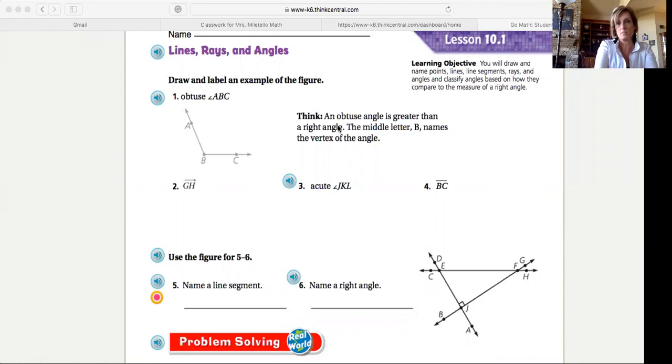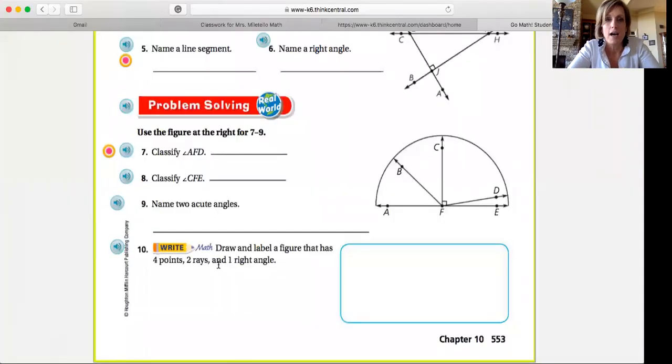As I can make this smaller, I can move on. All right, so down below, you're using this figure, this picture right here to answer these three questions, 7, 8, and 9. I'm gonna let you try and puzzle those out.